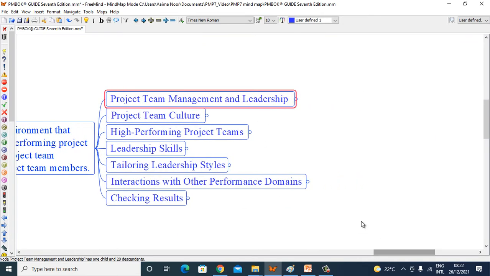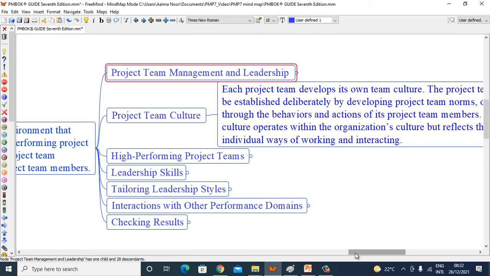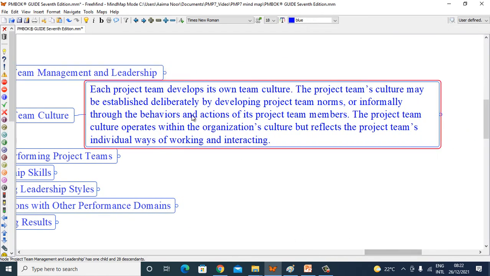Now let's see project team culture. Each project team develops its own team culture. The project team's culture may be established deliberately by developing project team norms or informally through the behaviors and actions of its project team members. The project team culture operates within organization culture but reflects the project team's individual ways of working and interacting.